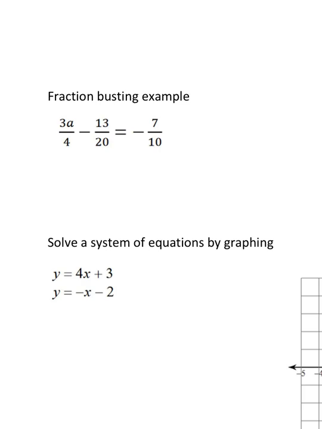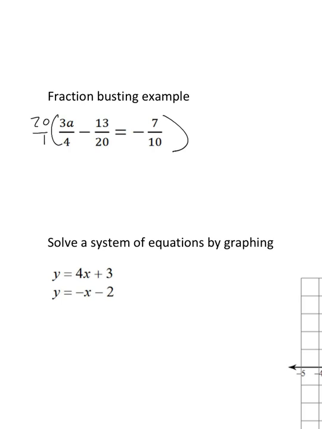First one, fraction busting. So again, the purpose of fraction busting is to eliminate the fractions, bust the fractions. And we do that by multiplying everything in the equation by the lowest common denominator. In this case, we have 4, 20, and 10. So our lowest common denominator is going to be 20.